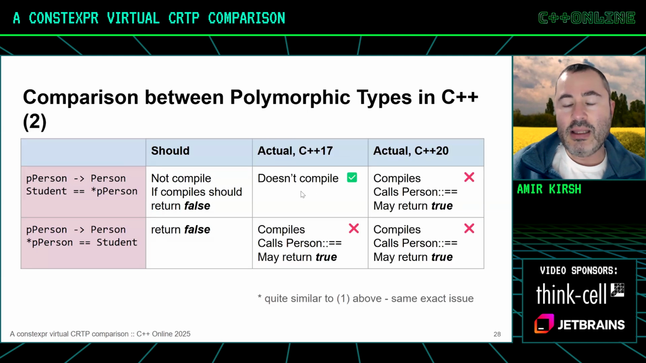The actual behavior is that in C++17, the first one would not compile, but the second one would, because a person can take a person, even though it points to a student, and it may return true. In C++20, both would compile and both may return true. We saw that. That was the quiz.